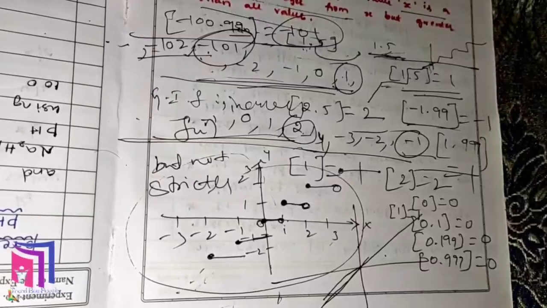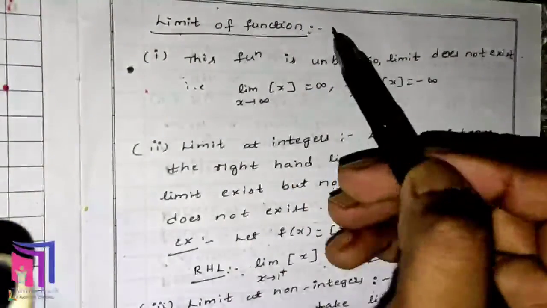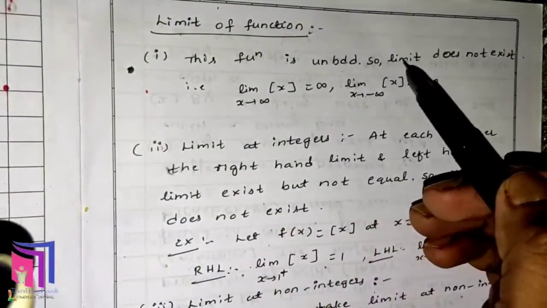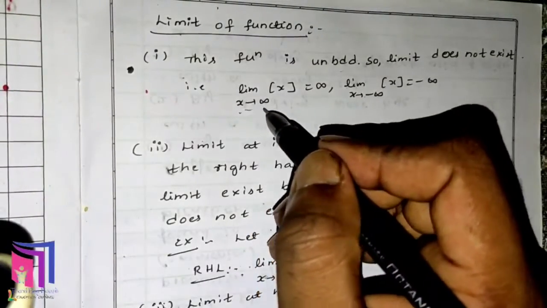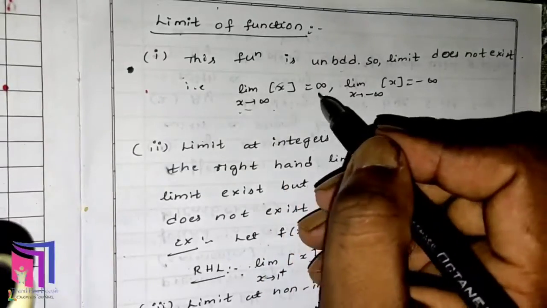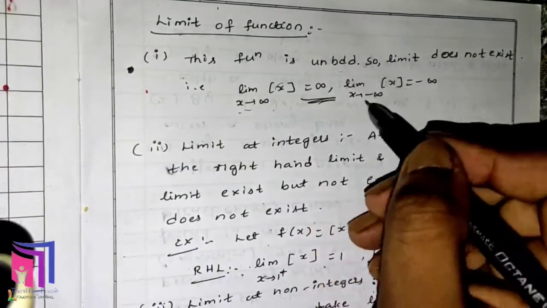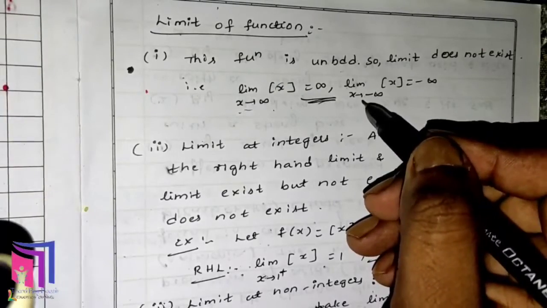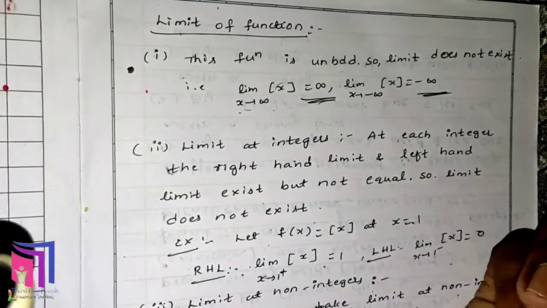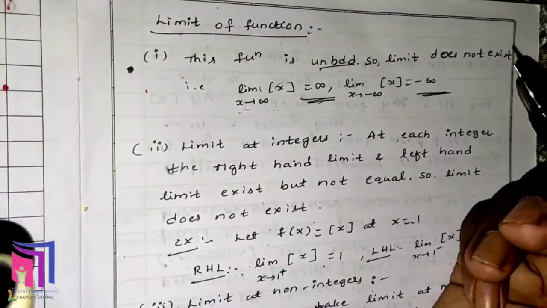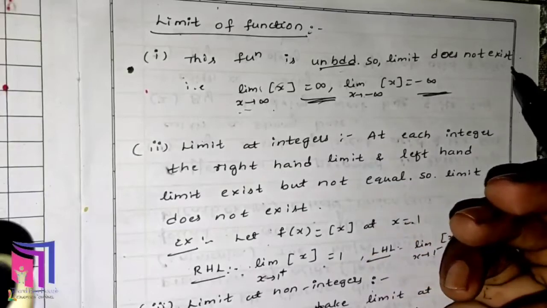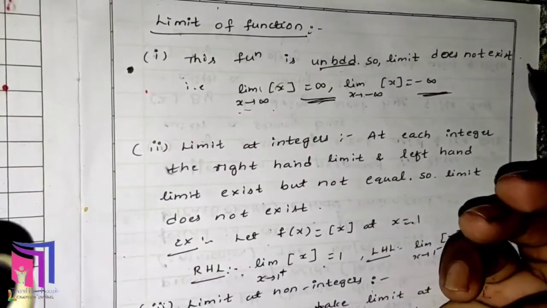Now we go to the limit of this function and the continuity of this function. First, the limit of the function. This function is unbounded, so the limit does not exist. As x extends to infinity, the limit value is infinity only. As x extends to minus infinity, we get minus infinity. These both are not equal. Because we get infinity and minus infinity, the limit does not exist.